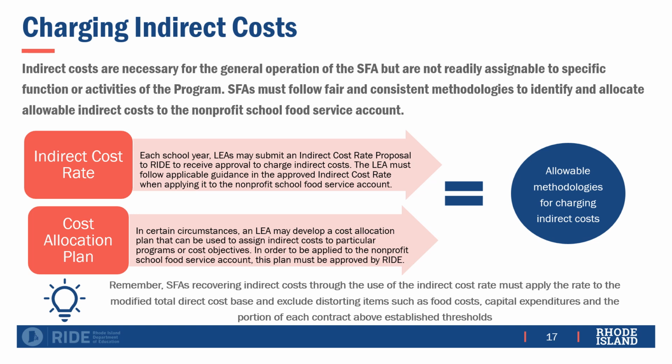If approval is received from RIDE, the LEA must follow applicable guidance when applying the approved indirect cost rate to the nonprofit school food service account. For SFAs recovering indirect costs through the use of an indirect cost rate, this includes applying the approved rate to the modified total direct cost base and excluding distorting items such as food costs, capital expenditures, and the portion of each contractual expense that is above established thresholds.